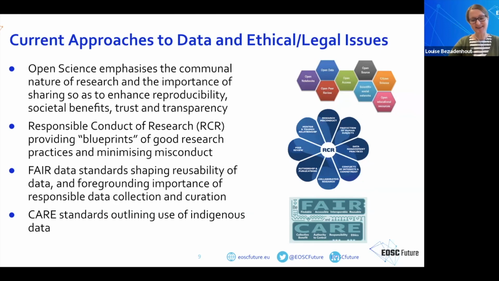FAIR data standards are incredibly important in shaping the reusability of data, foregrounding the importance of responsible data collection and curation, and linked to FAIR data are the CARE data standards outlining the use of Indigenous data.